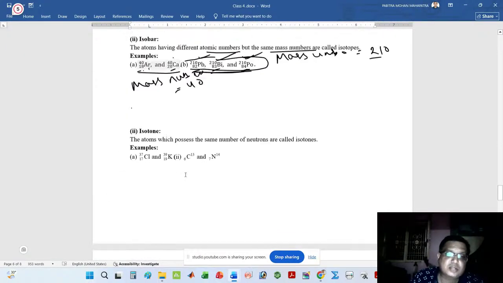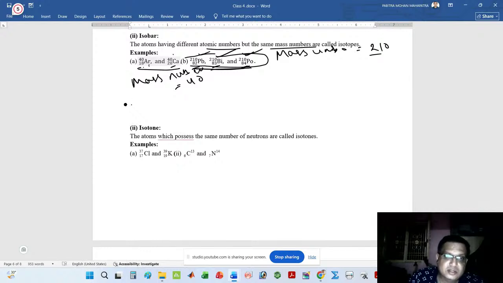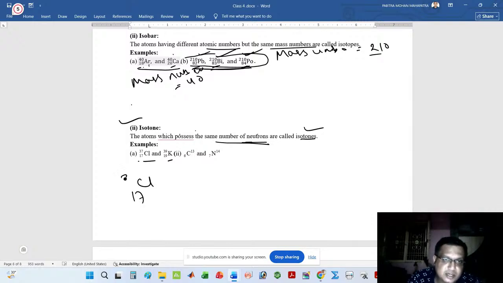Next, move to isotones. What is an isotone? As per the definition, species having the same number of neutrons. Atoms which possess the same number of neutrons are called isotones. Here I have given two examples: one is chlorine, another is potassium. Look at that: chlorine is 17-37.